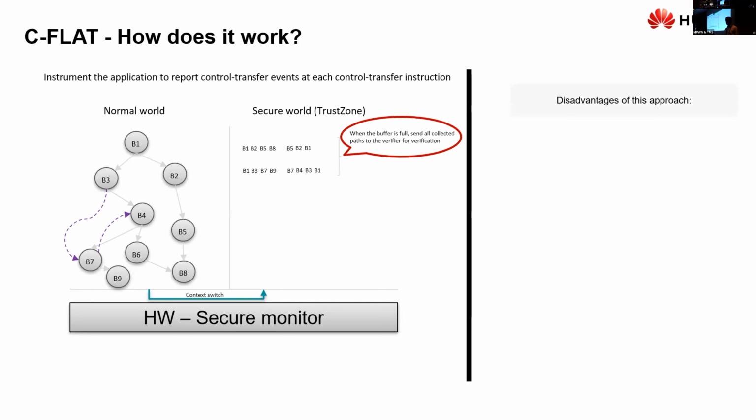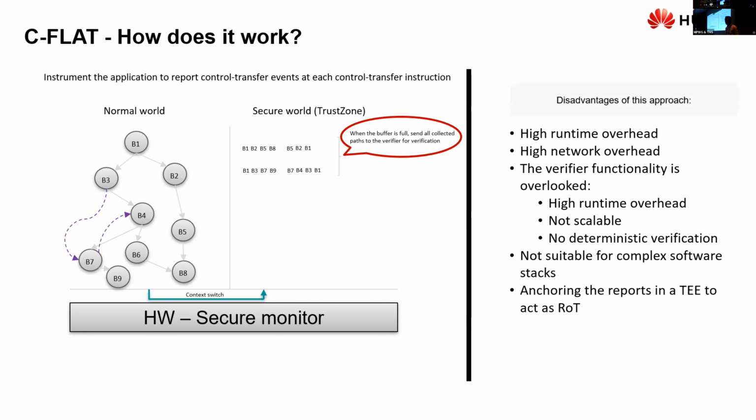And this approach incurs high runtime overhead because, of course, monitoring every single transaction means a huge impact on the performance of the prover. High network overhead, it transfers a lot of events, of course, and also it kind of assumes a mythical verifier that can just understand what every program everywhere is doing or should be doing, and ideally could also monitor many devices at the same time. And this is actually not scalable and not practical. It also doesn't offer any particular deterministic verification method.